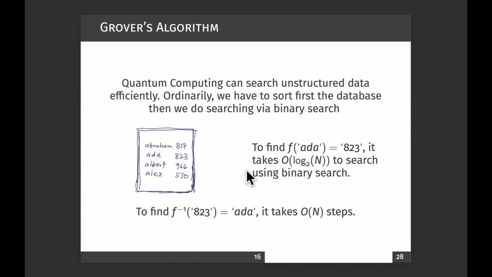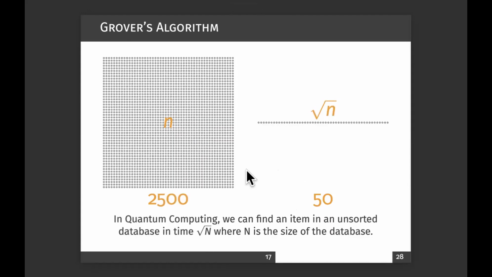Now with Grover's algorithm, you can actually do better. It doesn't assume that you have a sorted database. The database is just there, but you're trying to find this number. Grover's algorithm can do it for you in square root of n, where n is the number of entries.